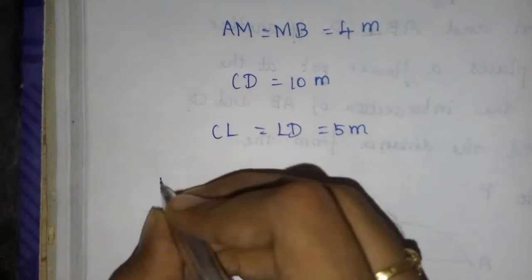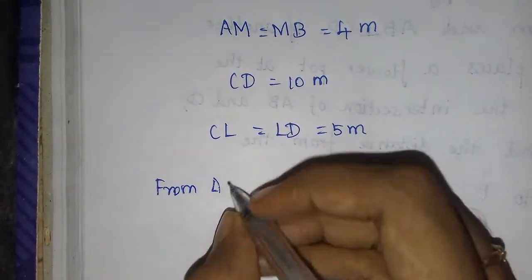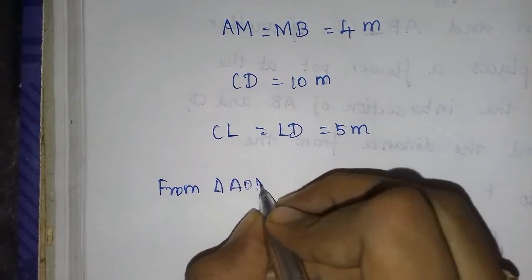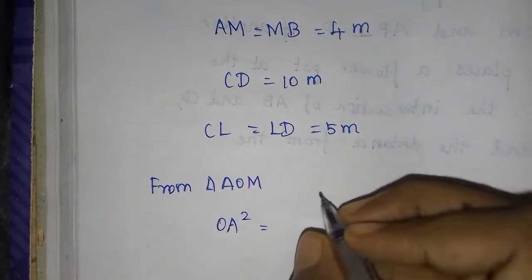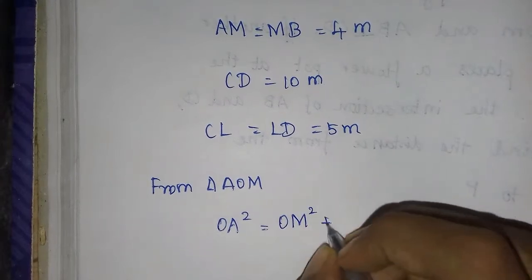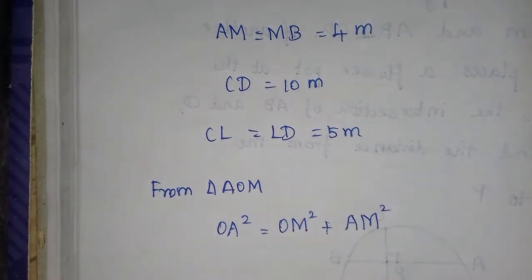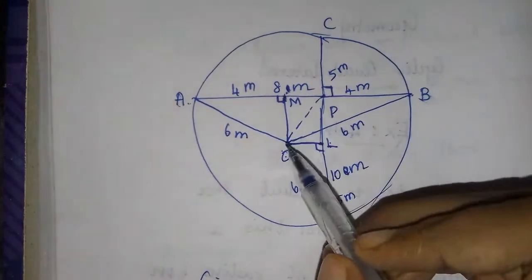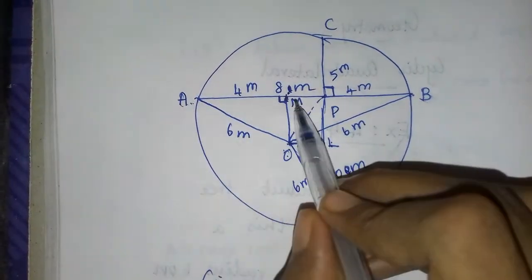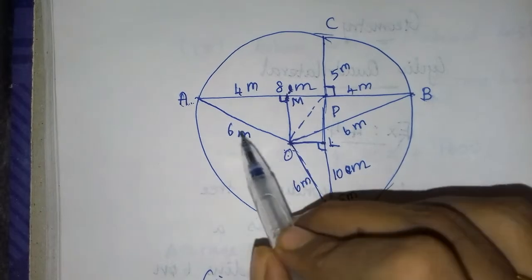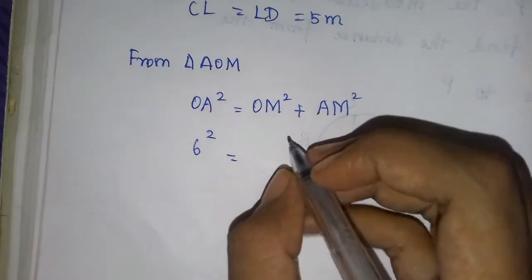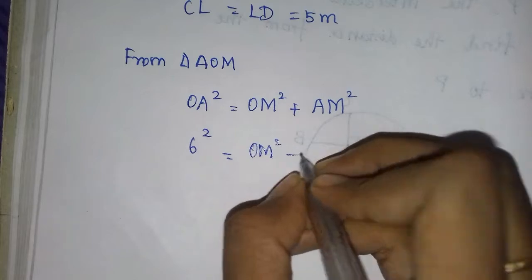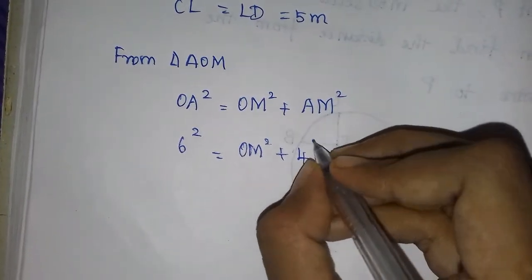From triangle AOM, what is the hypotenuse here? OA square is equal to OM square plus AM square. What is the value of OM? OM we have to find out. AM is 4 meter and AO is 6 meter. Now we are going to substitute all the values. OA is 6 meter, that is 6 square. OM we have to find out, so OM square plus AM value is 4 meter, so 4 square.